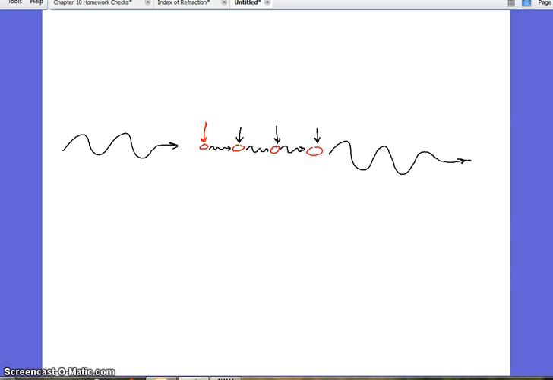It's kind of like handing off a baton in a relay. That handoff slows the light down, so it's not able to move as fast as it could if there were no atoms. And we see the denser the material, the slower the light moves, because there are more atoms in the way.